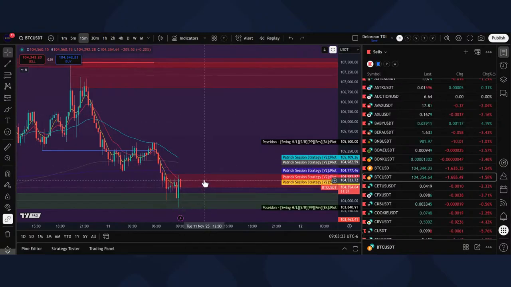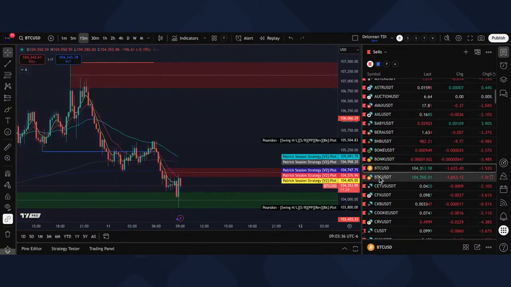All right, so it came up and tested this buy order block, could not break it, so now it's selling back off again. Hopefully there's enough momentum to break through this bottom, in which case it's going to keep going.